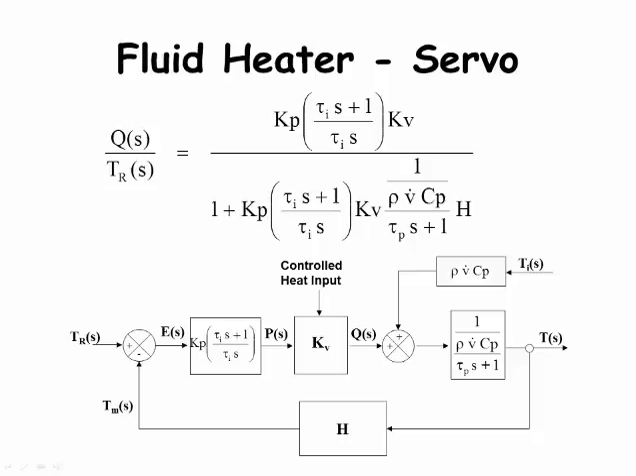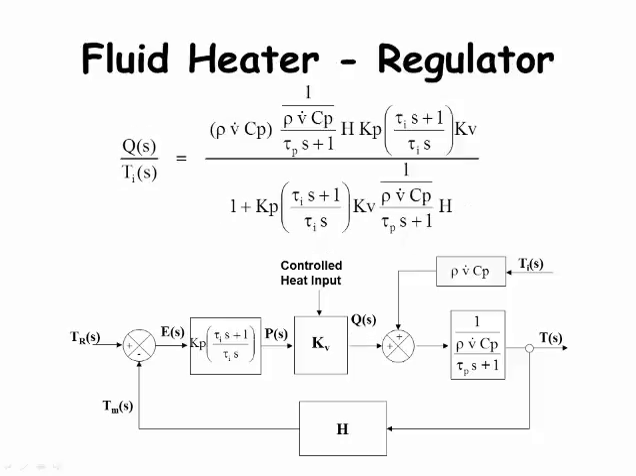The terms on the numerator are the controller transfer function for PI control and the actuator transfer function KV. The denominator terms are 1 plus the product of all the transfer functions around the feedback loop. Here is the transfer function Q over TI for the regulator case. The input for the regulator case is the inlet fluid temperature TI. The numerator in this case is all of the transfer functions beginning at the inlet fluid temperature TI. The denominator is the same as for the servo case.